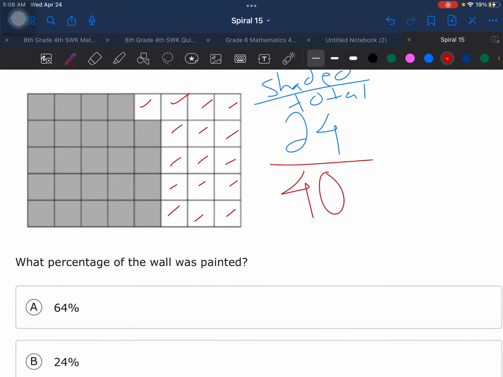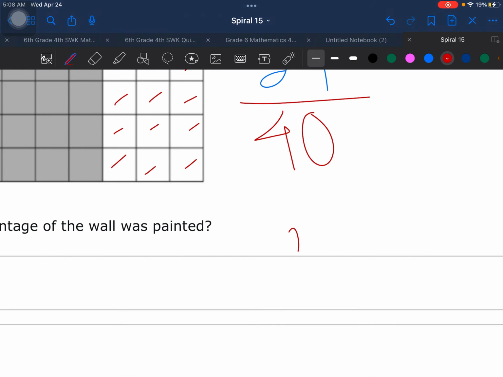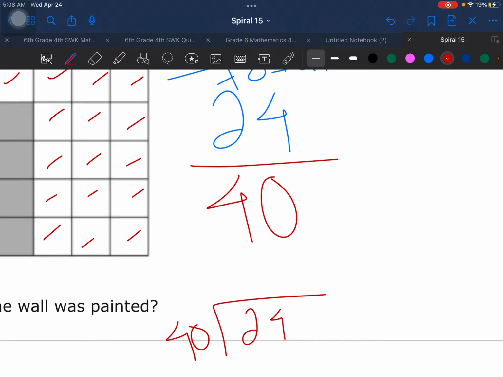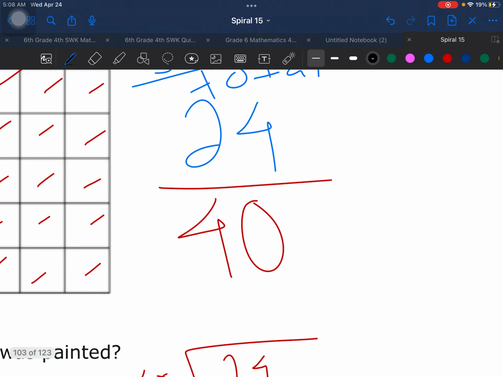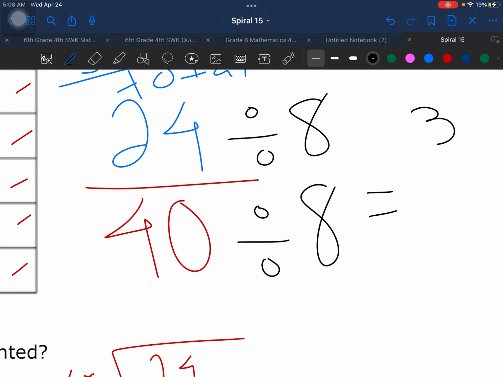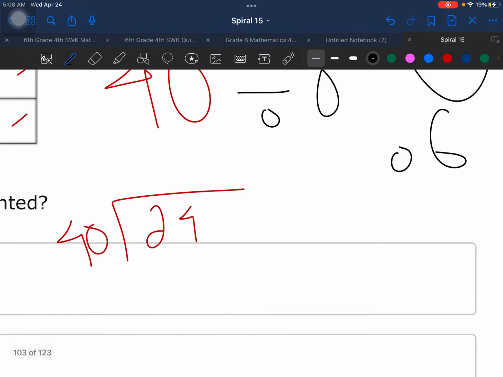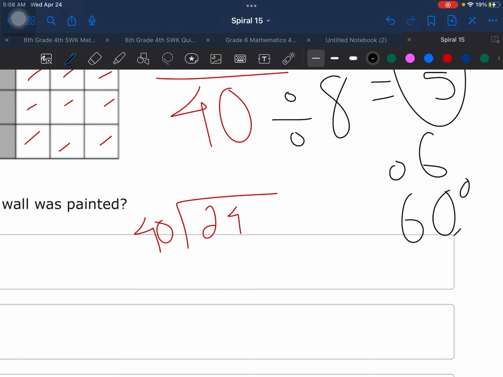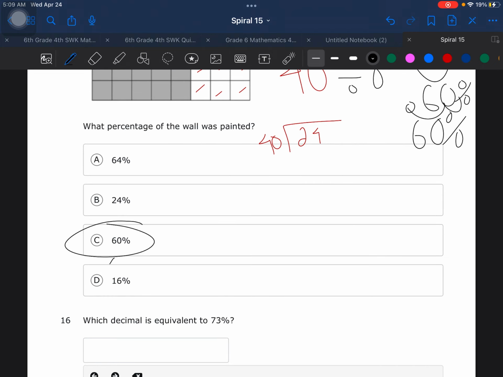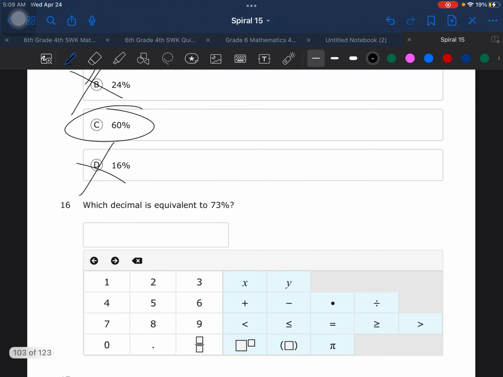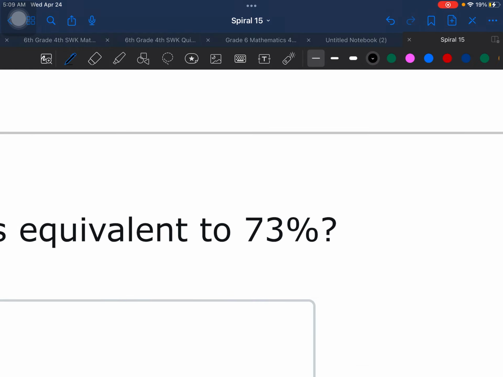So what percentage? First, we can divide this right away to find the decimal and then a percentage, or we can simplify. What can we simplify by? I know I can divide by 4, but I can divide by something greater, which is 8. That will give me 3 out of 5. This is 0.6 when you divide. And that's 60% when you move it 2 times to the right and add a percentage. There you go. Papita.